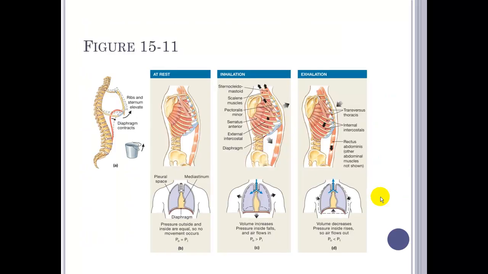And this is figure 15-11 in your book. This is talking about inspiration, and the easiest one to look at is the one on the bottom here. The diaphragm during relaxation is kind of bowed up here. Whenever it contracts, it shortens. That's all muscle does. At the point that it shortens, that causes negative pressure to occur in your lungs, and air comes in.